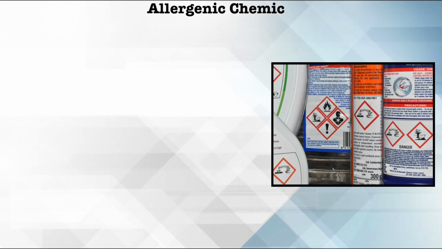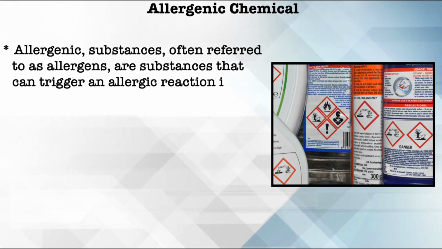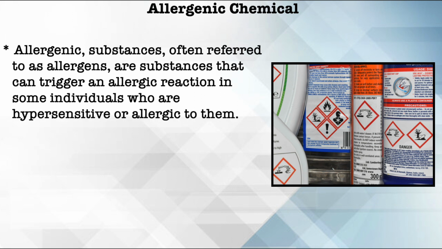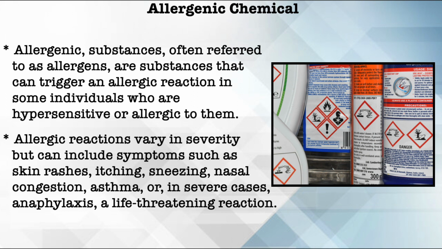Allergenic chemicals. Allergenic chemicals, often referred to as allergens, are substances that can trigger an allergic reaction in some individuals who are hypersensitive or allergic to them. Allergic reactions vary in severity but can include symptoms such as skin rashes, itching, sneezing, nasal congestion, asthma, or in severe cases anaphylaxis. What are physical hazards?